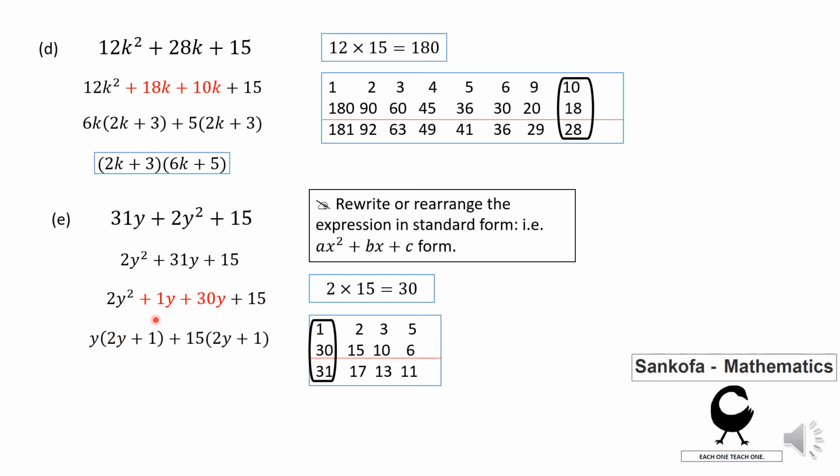Taking out y here for these two leaves you with 2y plus 1. Taking out 15 leaves you with 2y plus 1. 2y plus 1 being the common factor, you write it once, and everything outside the bracket in its own bracket. And that should do for your answer there.